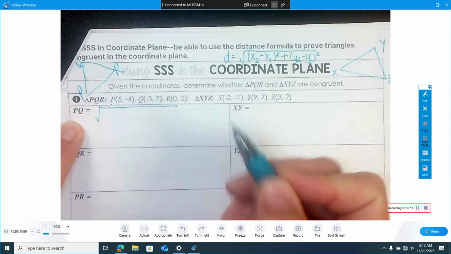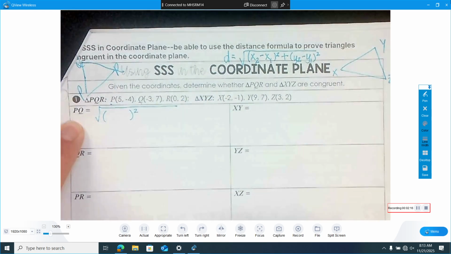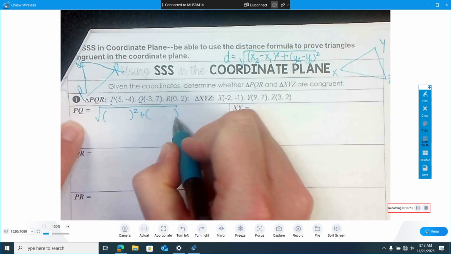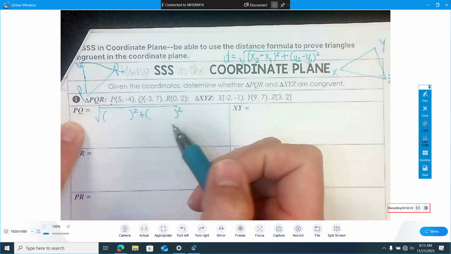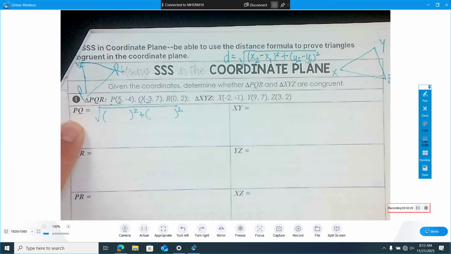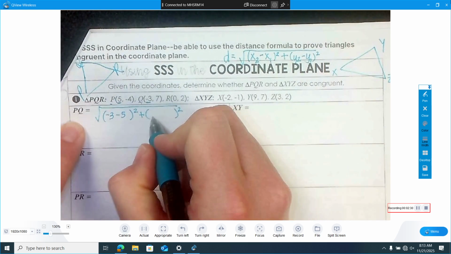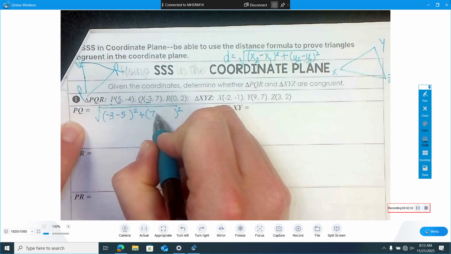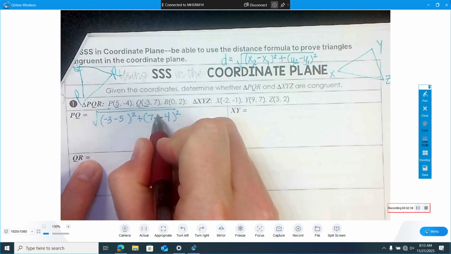So the length of PQ is going to be subtracting my x's and squaring, and subtracting my y's and squaring, all under a giant square root. So let's see. My x values, what should I do? -3 minus 5. Beautiful. And then my y values? 7 plus 4. Minus a -4 or 7 plus 4. Beautiful. Okay. So yes, again, minus a negative does turn to plus.